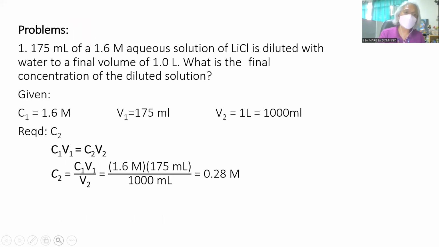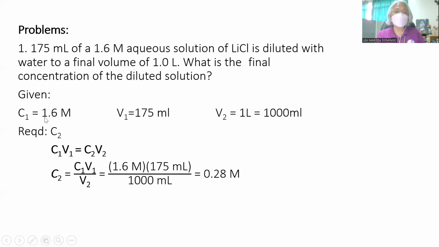So, let's have some problems. We have 175 mL. I did not write it as a word, but in English, it should not be a figure, it should be a word, if we observe correct grammar. So 175 mL of a 1.6 molar aqueous solution of lithium chloride is diluted with water to a final volume of 1.0 liter, or 1000 mL. From 175 mL to 1000 mL. What is the final concentration of the diluted solution?